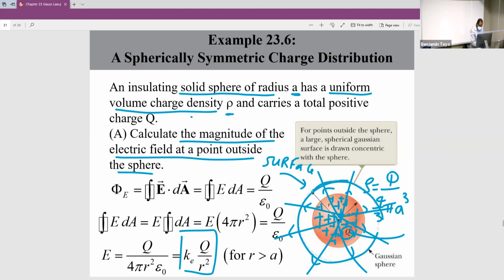So the flux is E times the surface area, which is equal to Q over epsilon naught. So when I'm calculating the value outside, I get this equation here. So you just verify this quantity.